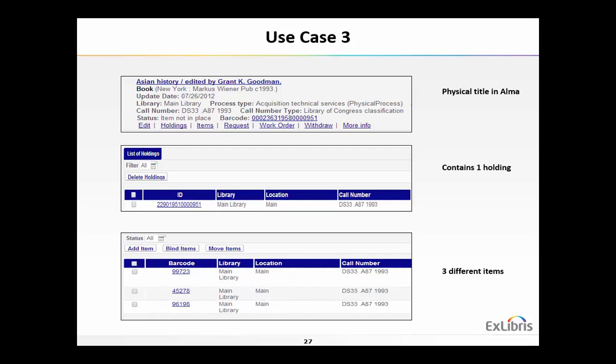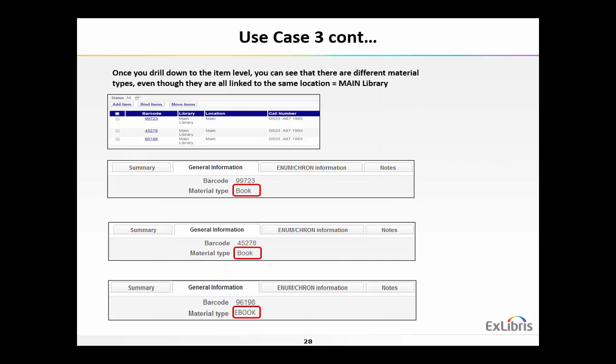Here's a closer look at the holding item level for this bibliographic record. There's the physical title in Alma with one holding and 3 items attached. When we take a closer look at the individual items attached to this bibliographic record, you can see that there are 2 different material types assigned, even though they are all linked to the same location, main library. There are two items with the material type book, while the third is material type ebook.